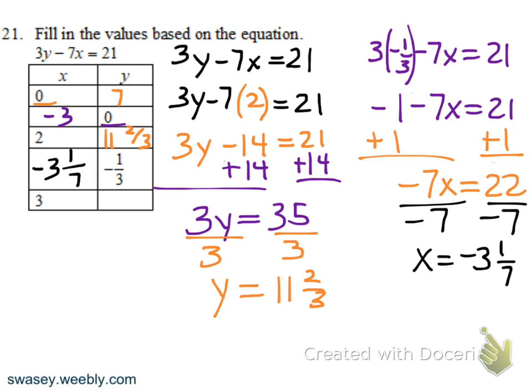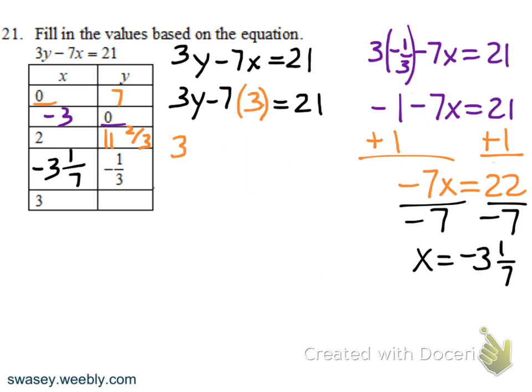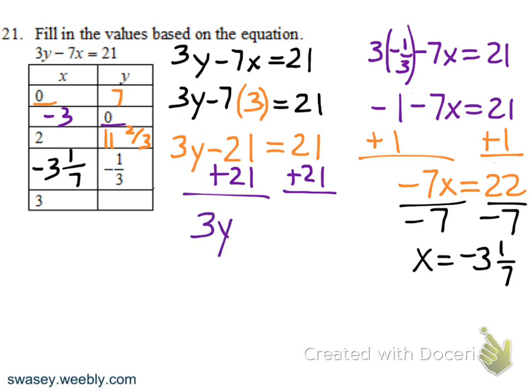Next one, replace x with 3. Multiply, get negative 21. Add 21 to each side, you get 42. And then divide by 3. And you get 14.